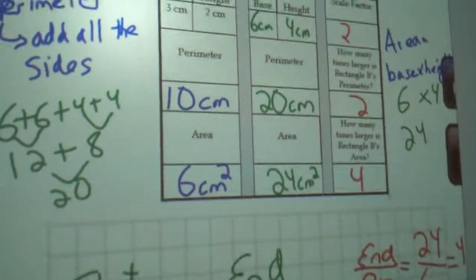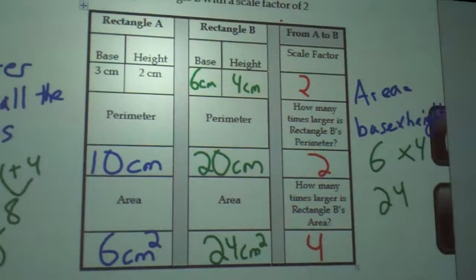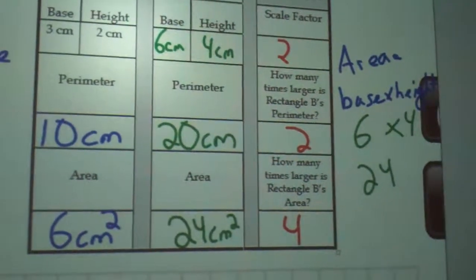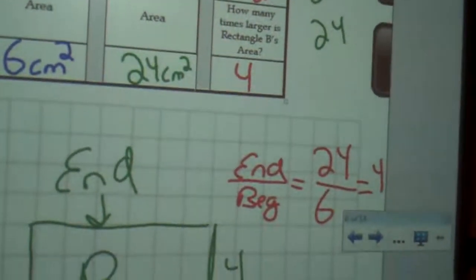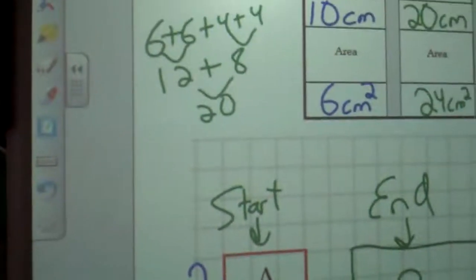Who thinks you should write the formulas on the side to help yourself? Good. Area, perimeter, and what's the third formula that we wrote, that Ms. Bridges wrote to help herself? What's the third formula that I wrote, Eric? The scale factor.